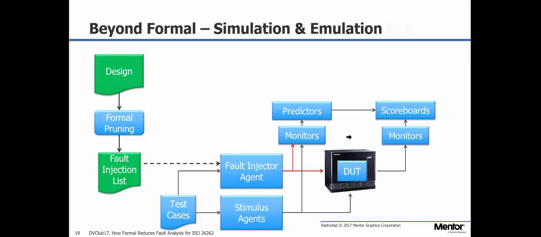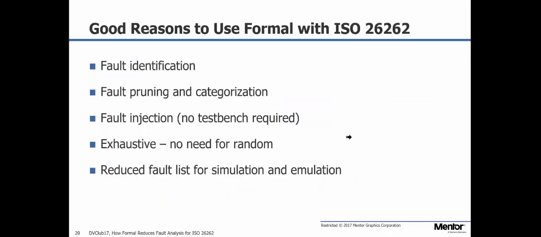In conclusion, we can say the formal fault tool can help you identify faults and optimize them. You can even do fault injection with formal. Formal is exhaustive, so it is complete. At least all the faults that are proven to be safe are really safe. The unsafe faults can be unsafe because of lack of constraints, which is something that you can add.